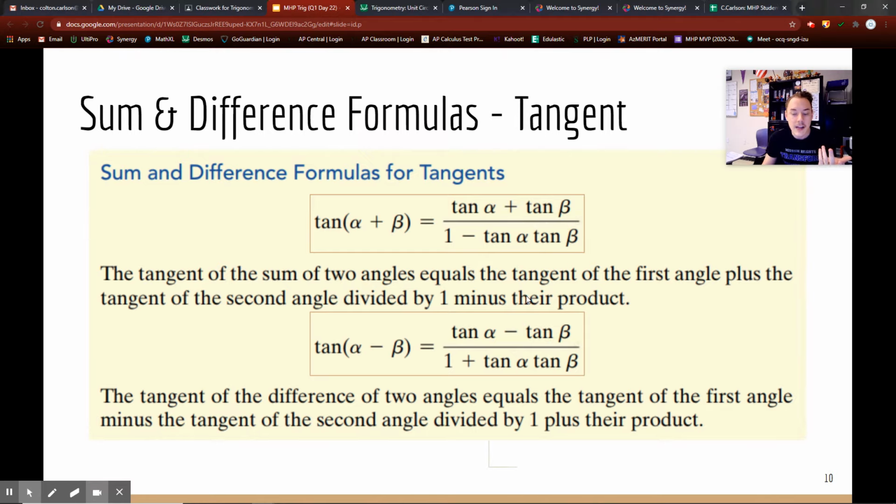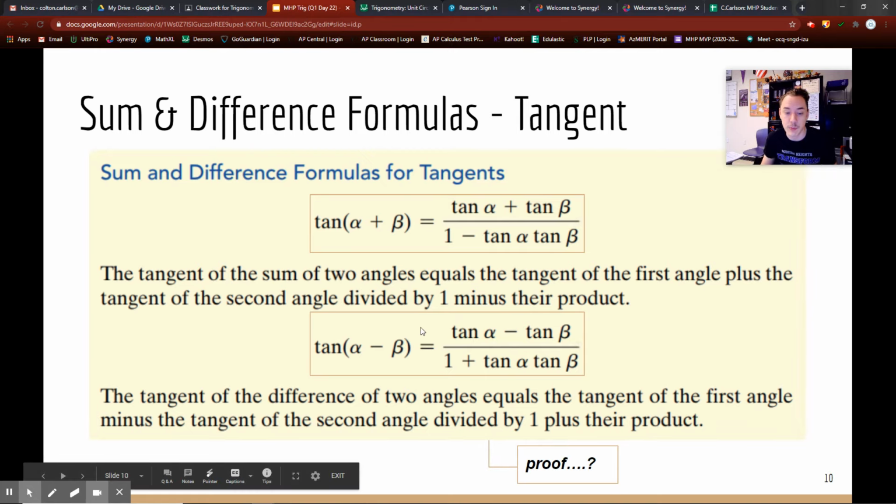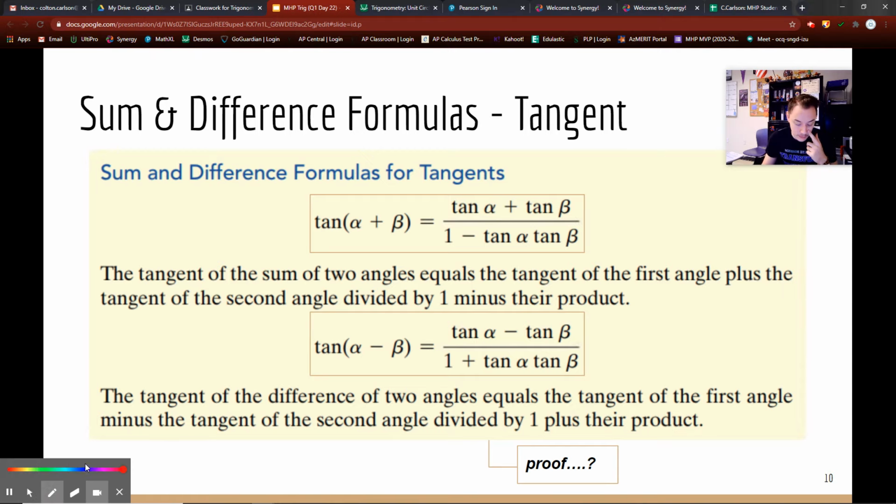Why? Because when you actually prove these, down at the bottom, how I do that is through a variety of means. Basically what I do is I know tangent is cosine all over sine, or sorry, tangent is sine all over cosine. Tangent is sine all over cosine.